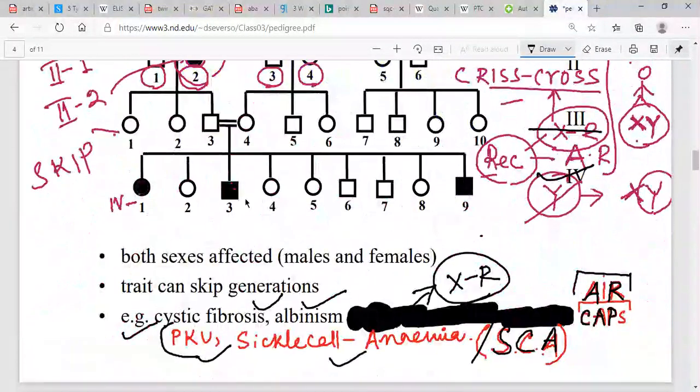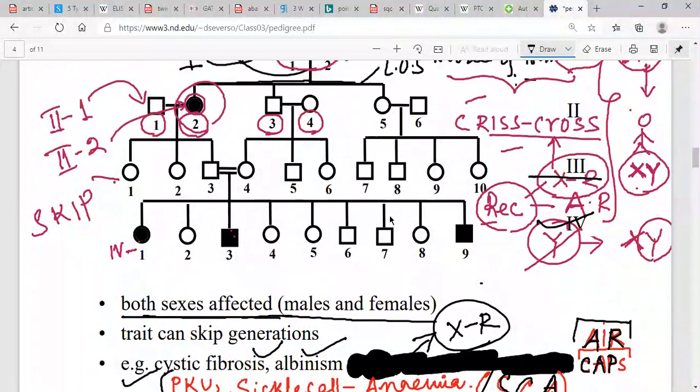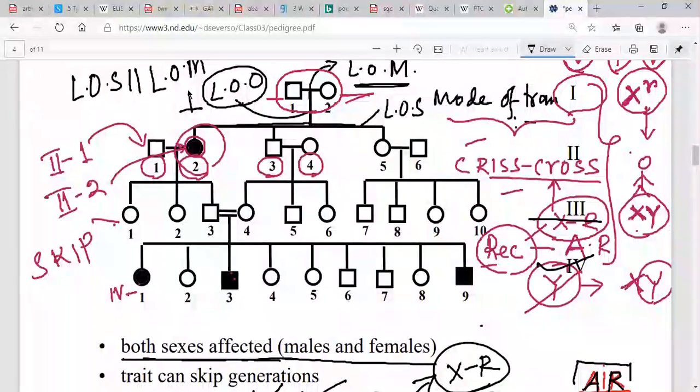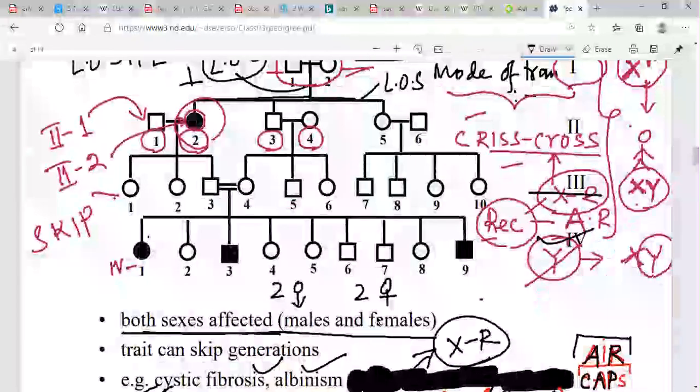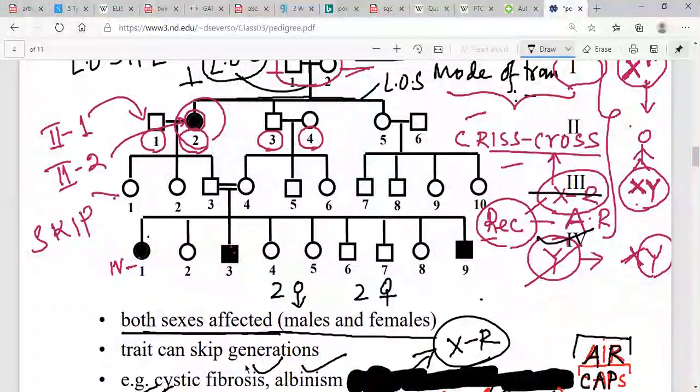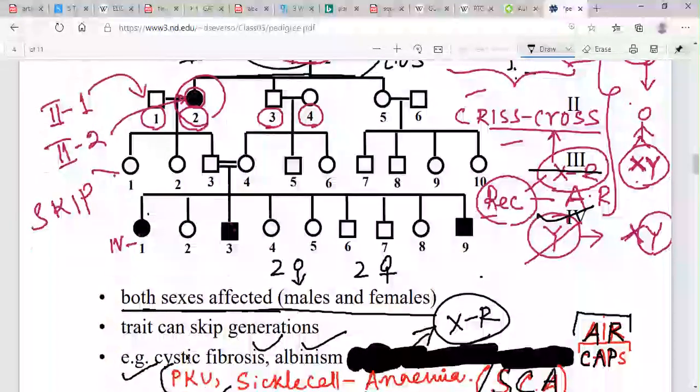Another property: both sexes are affected, males and females. There is no bias. You cannot say more males are affected or more females are affected. If you study the entire pedigree, 2 females are affected here and 2 males. So 2 males and 2 females. There is no bias. Equality is there, and the trait can skip generation, that is already explained.